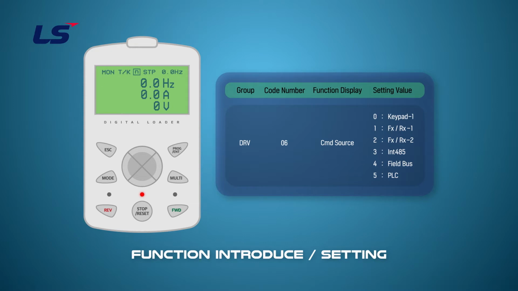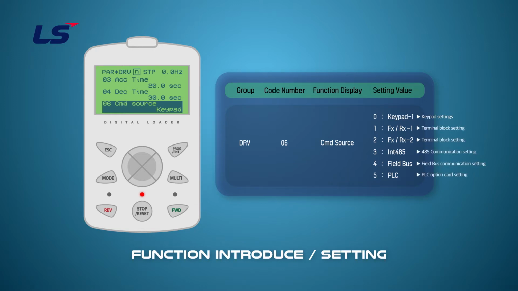The parameter related to the operation command setting can be changed from DRV6, and now we will set the keypad to operate. If you want to set it as a terminal or communication, not as a keypad, you can select it by referring to the table.